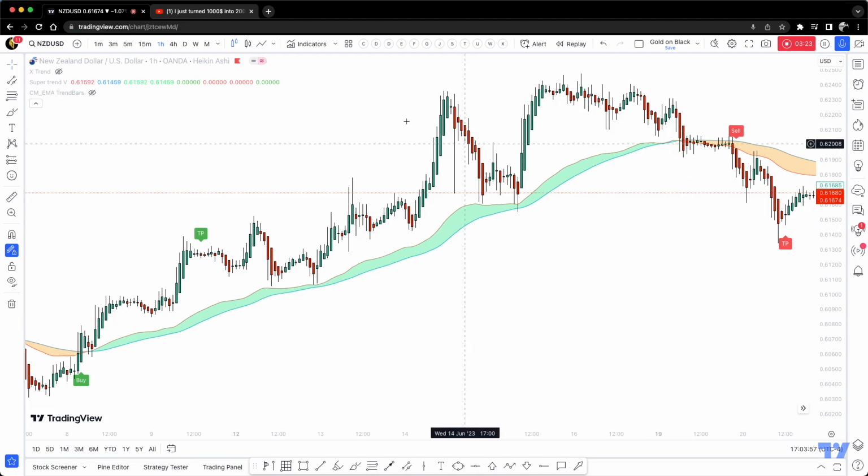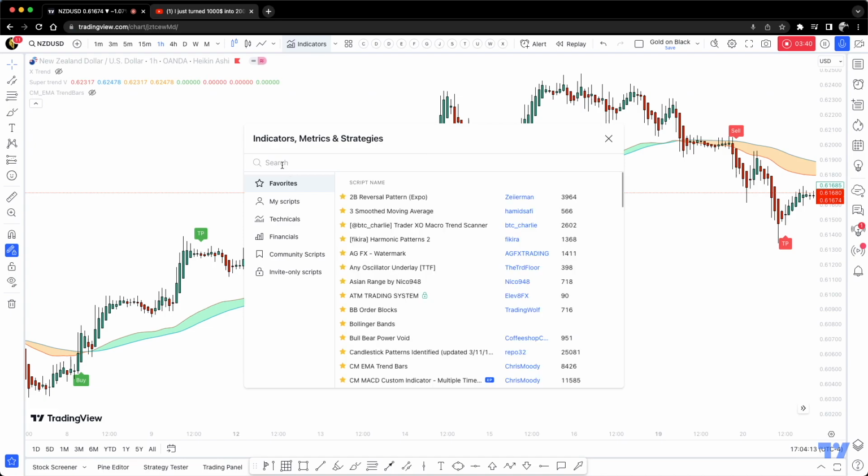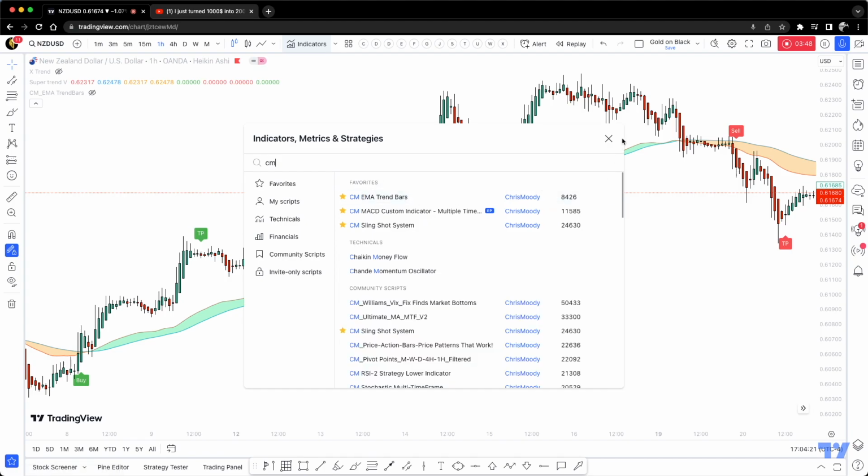One important thing of this indicator is that he is using the Heikin Ashi candles. So I'm using the Heikin Ashi candles right there. And now we're going to introduce another indicator, which is called the CM EMA Trend Bars. I explained this indicator in a couple of videos before. So you're going to search for it like this, CM EMA Trend Bars. This is the actual creator right there.